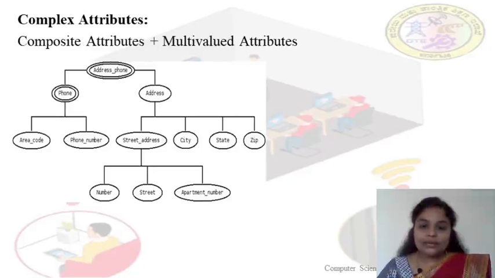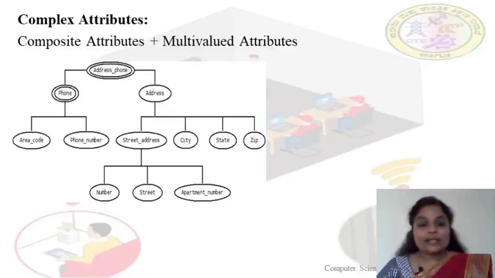Multi-valued, correct? Because he has many addresses. One is the hostel, the permanent parents' house, and his aunt's house. Three addresses, so multi-valued. And this address, can I further divide? Yes. How? Street ID, city, state, zip code. So that address is now considered as what? Complex attribute.